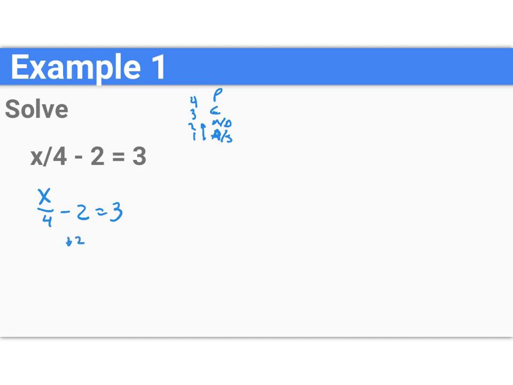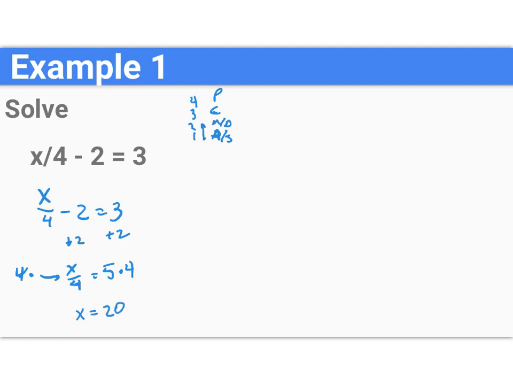So we add 2 to both sides, and x over 4 equals 5. After you do one step, rewrite everything that's left. Your equation has changed because the 2 has moved. Now, this line always means divide. The fraction bar always means divide. And the opposite of division is multiplication. So if we're dividing by 4, the opposite is multiplying by 4. They cancel out. Multiply by 4, and x equals 20.